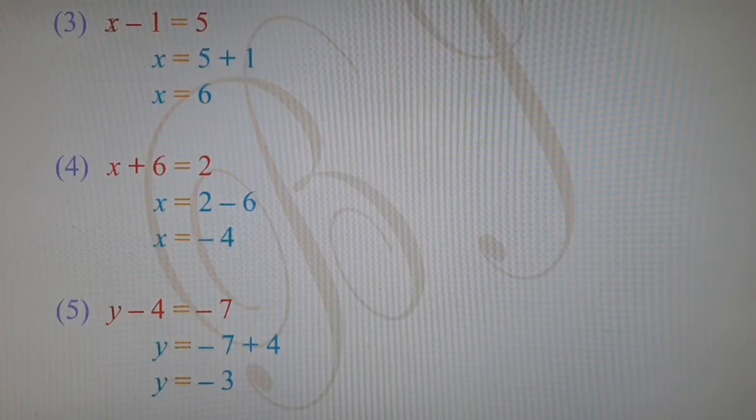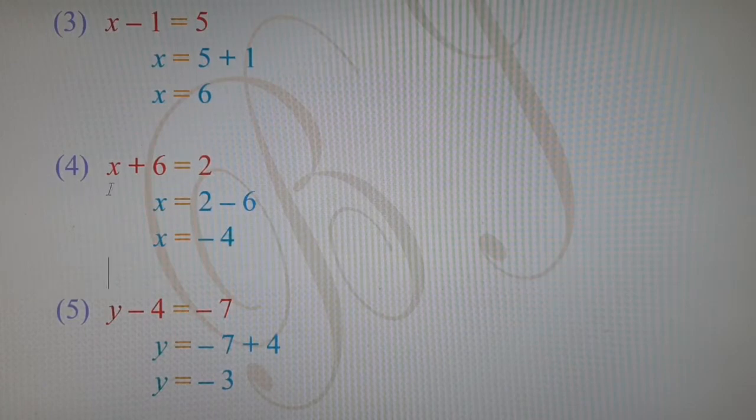The variable x will be kept alone. The alphabet is known as the variable. So here the variable x is kept alone and that will be our answer, x equal to 6, because 5 plus 1, the answer will be 6. Minus 1 is moving from the left hand side to the right hand side. Minus 1 will become plus 1. Hence our answer will be 5 plus 1, that is 6. x equal to 6 is our final answer. Now we go to the fourth sum.